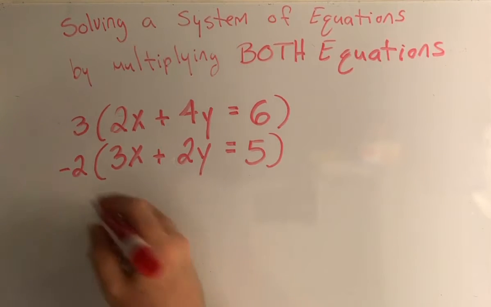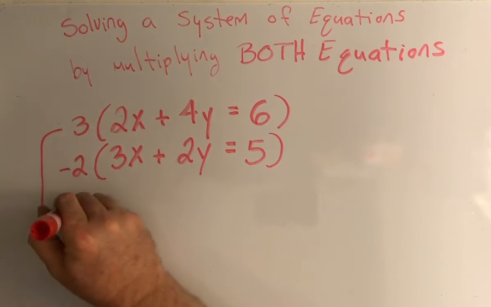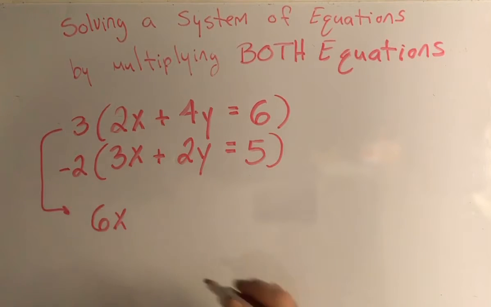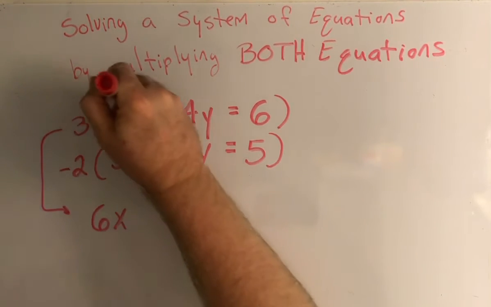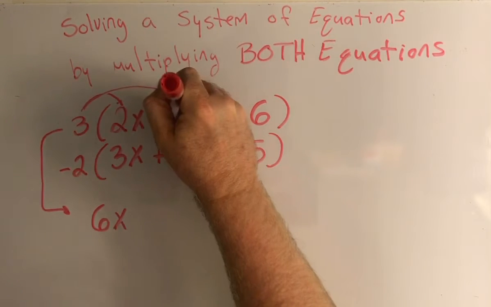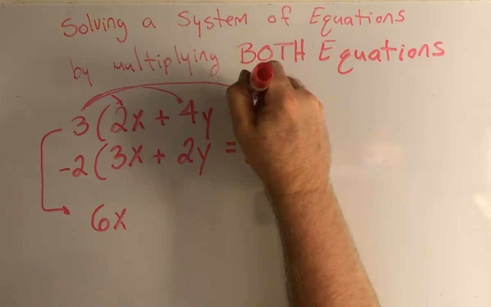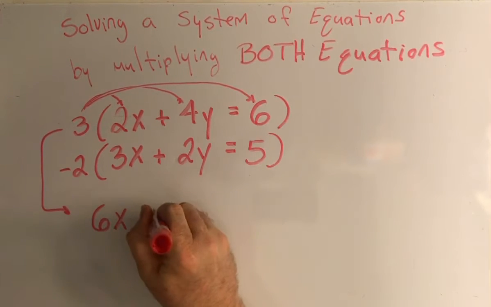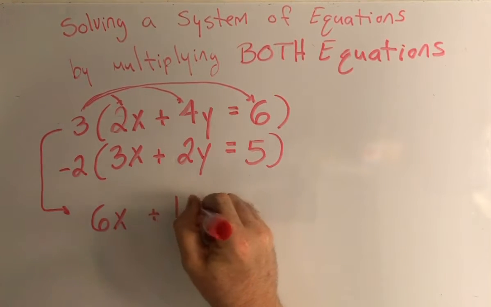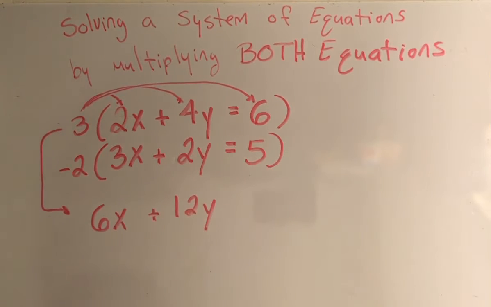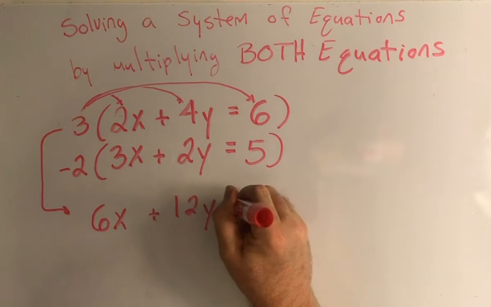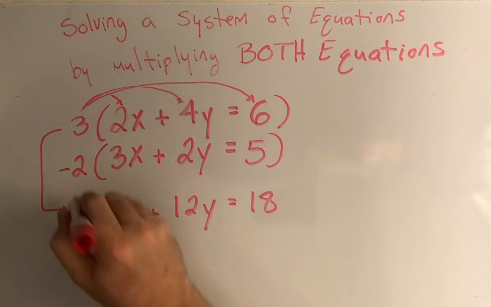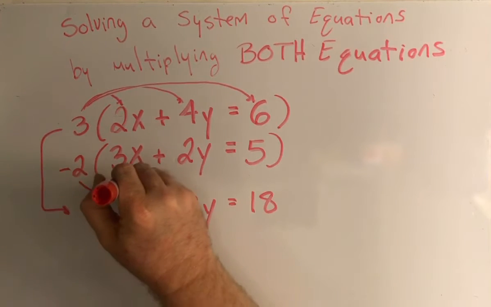All right? So I'm going to bring this one down here. And that's going to be 6x. So I'm going to do distributive property here, right? On the entire equation. Don't forget to do the entire equation. So plus 12y equals 18. Now I'm going to do the same thing here with the -2.